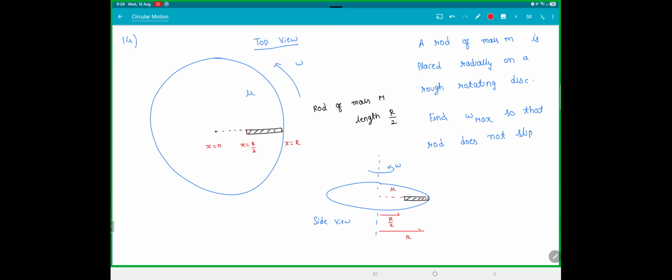How do we do this? If you see, at every point on the rod, the centrifugal force will be different. This is where centrifugal becomes really nice. It gives you the feeling of a force. It's easier to visualize.